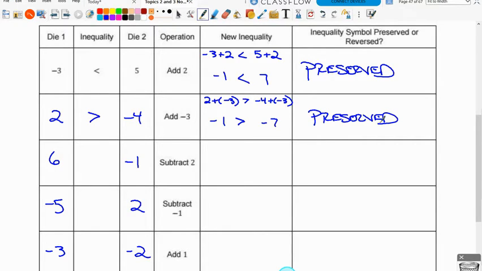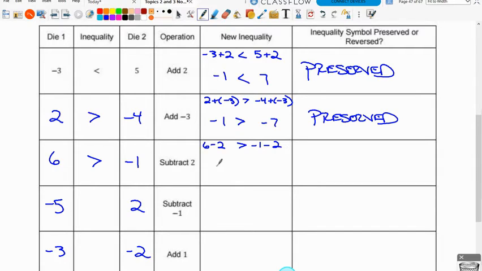When I rolled a 6 and a -1, my symbol also is going to be greater than. 6 is greater than -1. And now they want me to subtract 2 from each number. So I'm going to do 6 minus 2. Is that still greater than -1 minus 2?